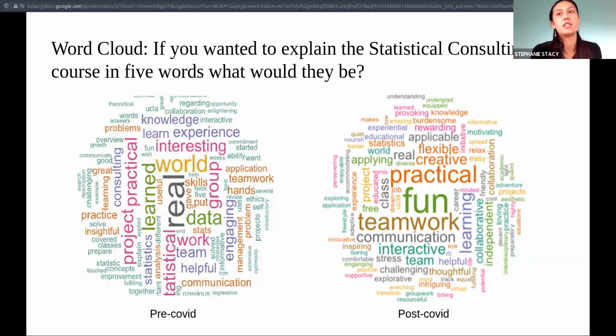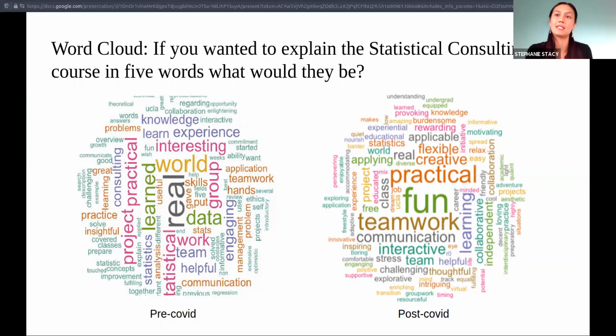But some of the differences you might see are that the post-COVID word cloud really emphasizes soft skills in a way that you haven't seen as much in pre-COVID, which is maybe surprising, right? There's a lot of emphasis on fun, teamwork, communication, flexible, creative. Those don't show up quite as prominently in the pre-COVID. It's surprising because even though you've moved everything onto Zoom and online, students are still really able to get those soft skills and that team bonding experience out of the course.